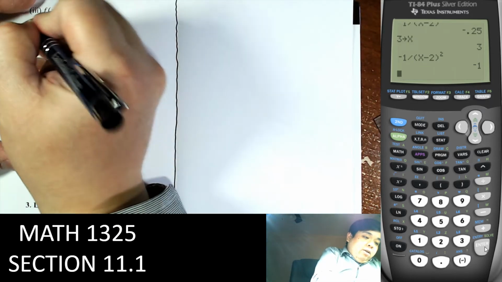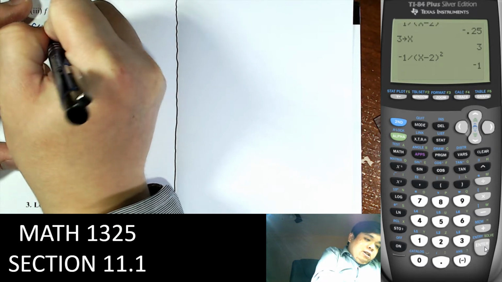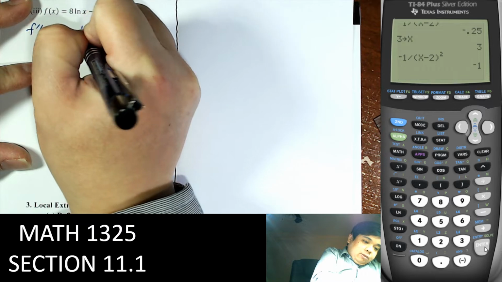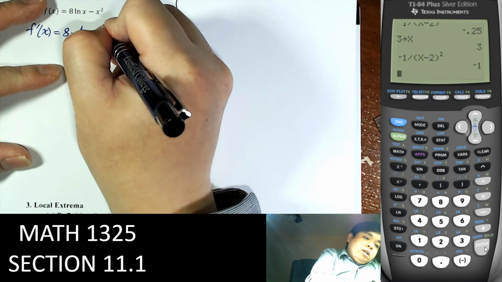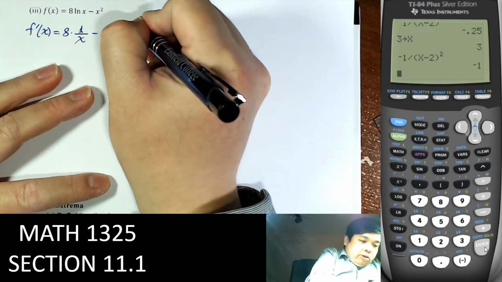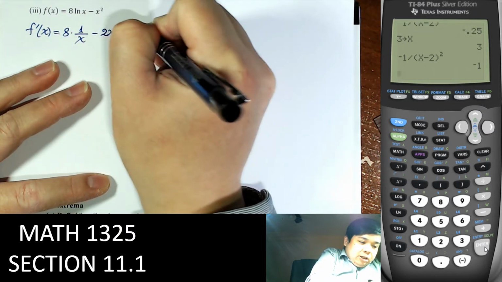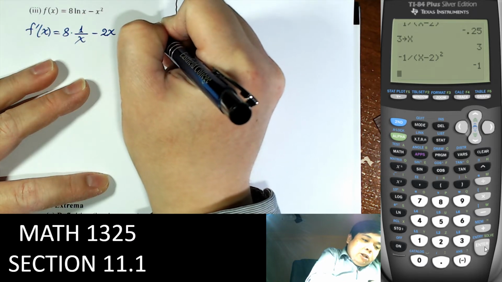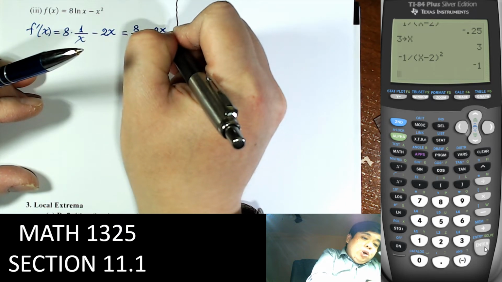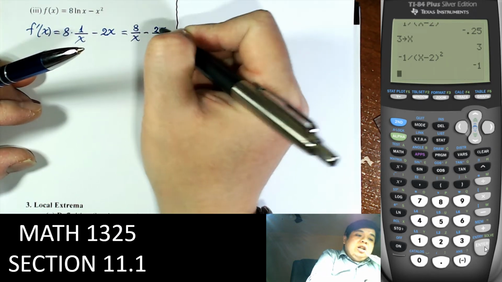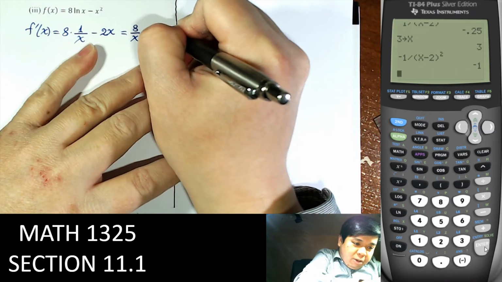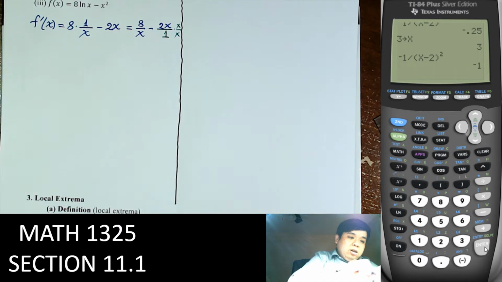Derivative of 8 ln of x. Derivative of ln of x is 1 over x. Derivative of x squared is 2x. Right, so that gives us 8 over x minus 2x. Just like the last problem, we do prefer to have one big fraction. So let's write that over 1. And then we multiply x on the top and x on the bottom. So we have x at the bottom.